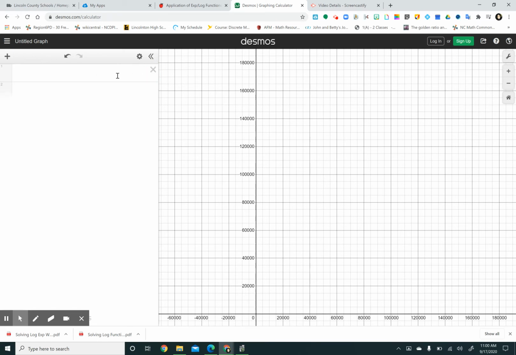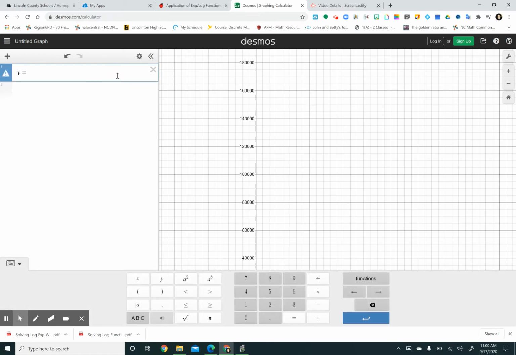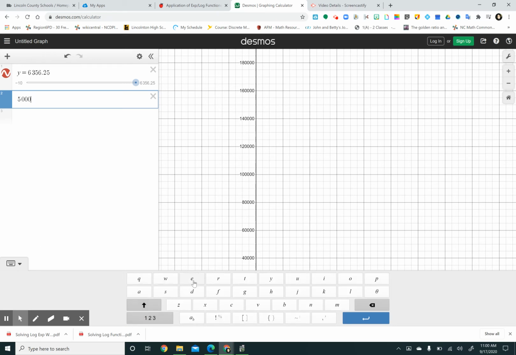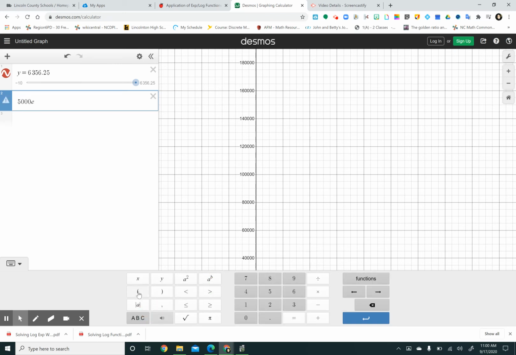So Y equals 6,000, and we put in $5,000. And then we get E. And we raise that, don't forget your parentheses, to the R, which is 0.04 times X. That's the variable we don't know.